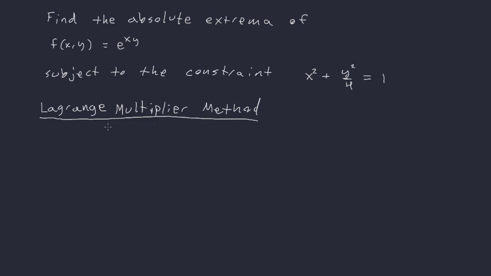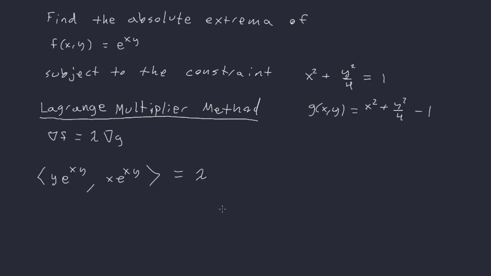For the Lagrange multiplier method, what we need to do is set the gradient of f equal to lambda times the gradient of g. Well, g is not exactly this. G of x, y is essentially x squared plus y squared over 4 minus 1. The gradient of f will be e to the stuff times the derivative of the inside. So it will be y, e to the xy, comma, and then x, e to the xy.